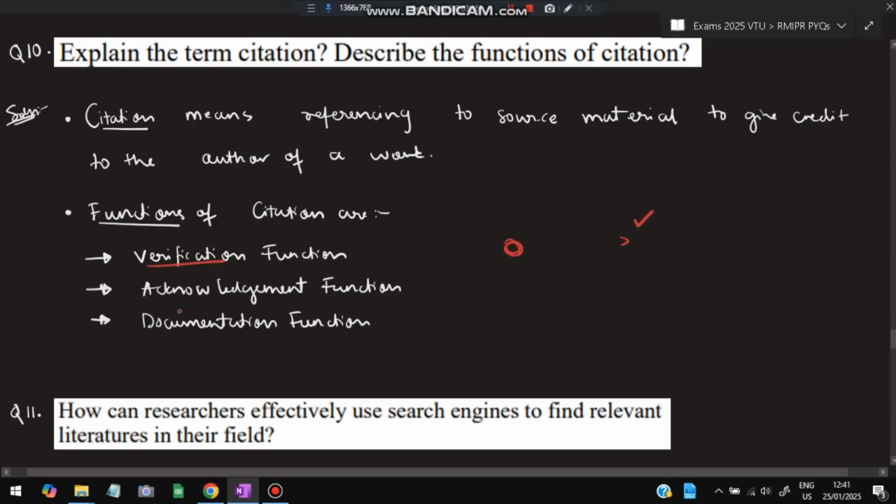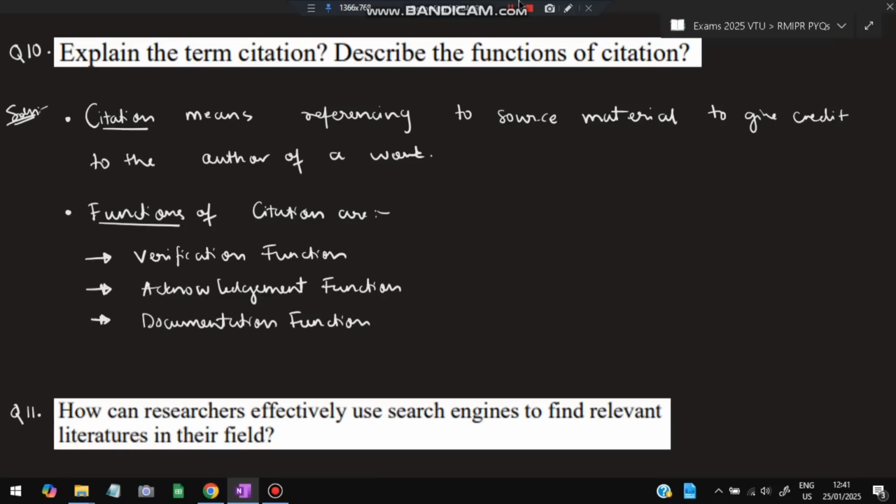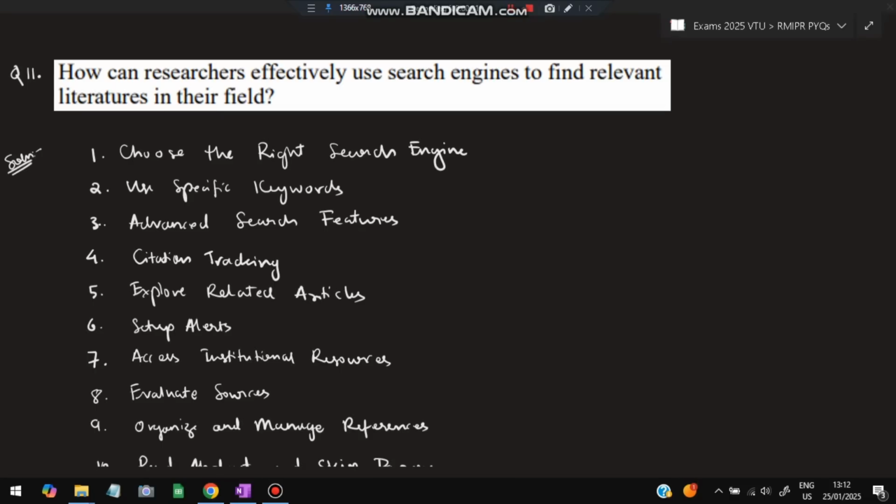Okay, that verification is happening. Acknowledgement, that whatever I have taken is acknowledged already in the other book. Okay, and documentation means it will preserve a history of where all the development has happened and how our thinking changed from the past. So when we cite it from different books, we will be preserving that sequence of thinking changes. Okay, so these are the functions and meaning of citation.